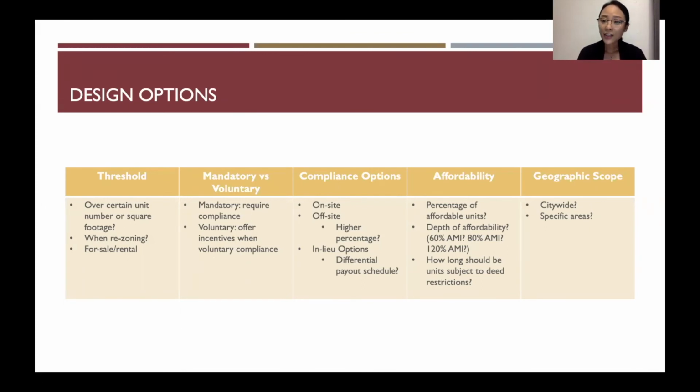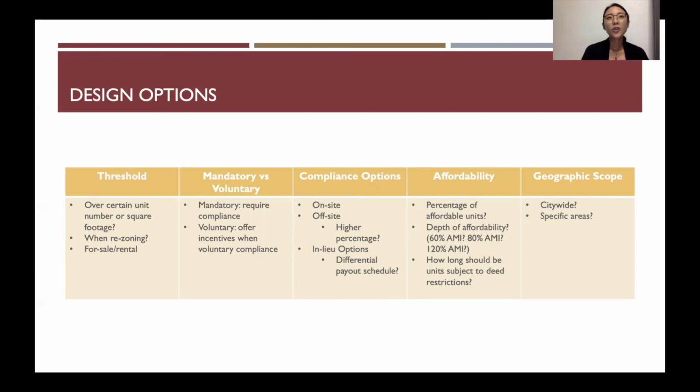And then finally, there is an option to choose the geographic scope of this program. Is it going to be citywide? Is it going to be neighborhood specific? Is it going to be tied to a neighborhood planning study? Or are you going to have multiple inclusionary housing programs within one city that are tied to planning studies?